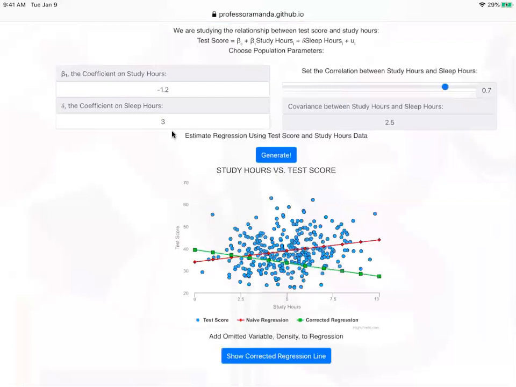So it's set up to explain easily the test scores and study hours example, but it can be used more flexibly if we think about plugging in a different regressor of interest for study hours and a different omitted variable for sleep hours. So there really is quite a bit of flexibility to use the module to play around with different examples.